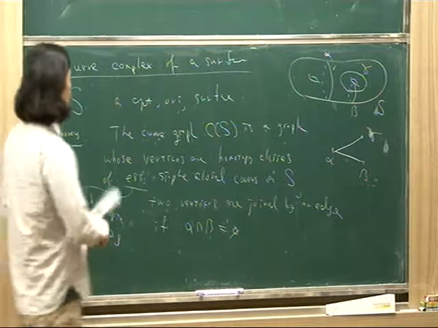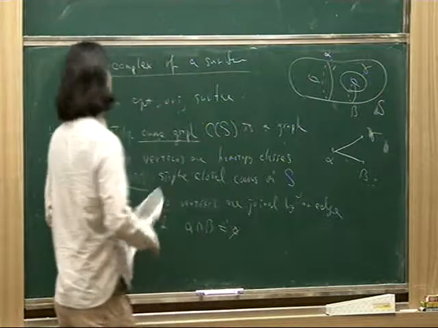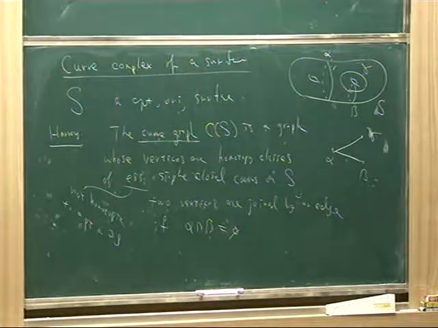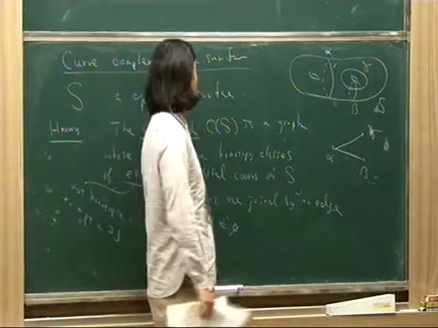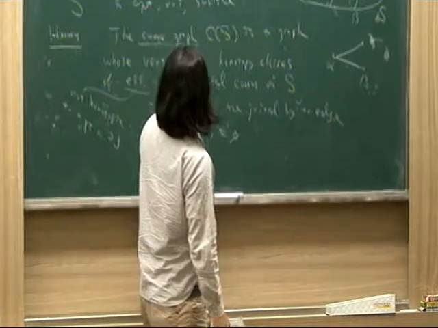Okay, so this is the definition. And of course, if you take the block complex that Mike was talking about, you get some complex, a complex of groups, sorry, a complex of curves.